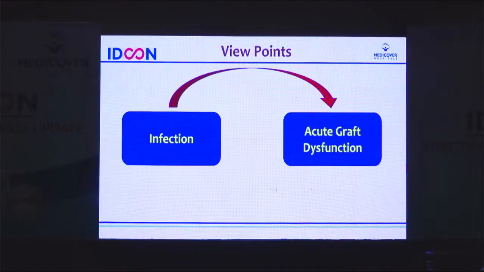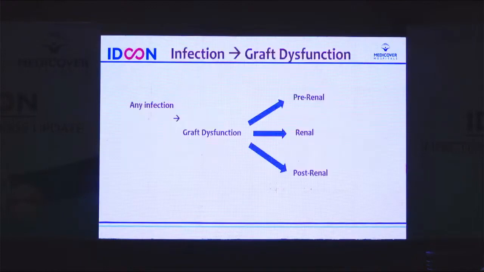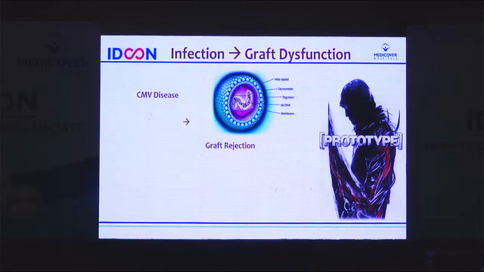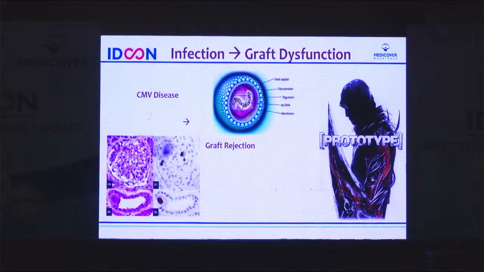So now we go to our viewpoints where we thought about how infection can cause graft dysfunction, and just for the PGs, any dysfunction, be it graft kidney or native kidney, you always think of 3 things. This classification has withstood the test of time right from Richard Bright. Confirmed by immunohistochemistry, which can cause rejection.